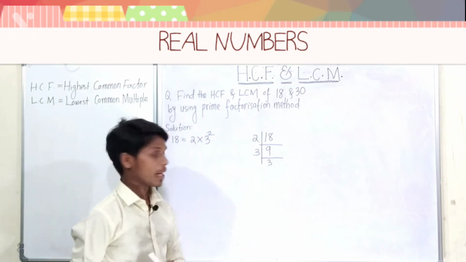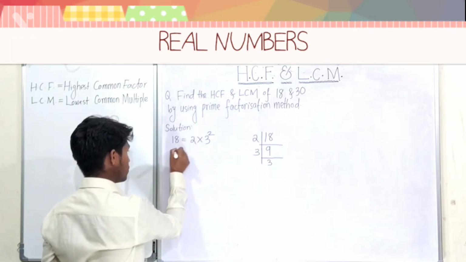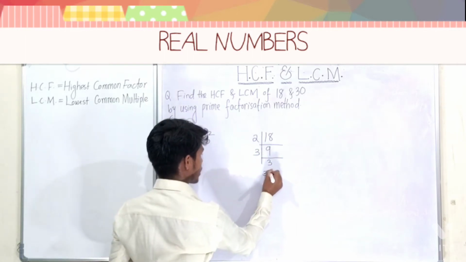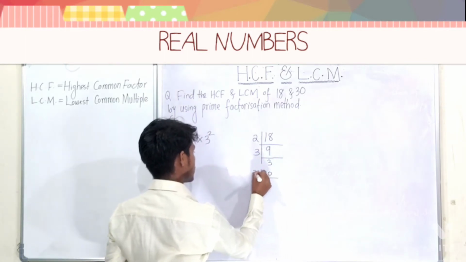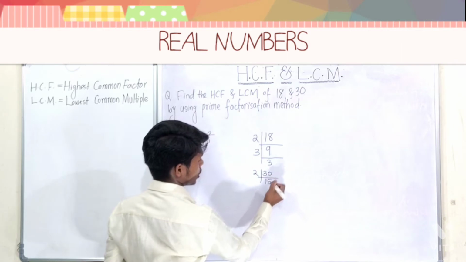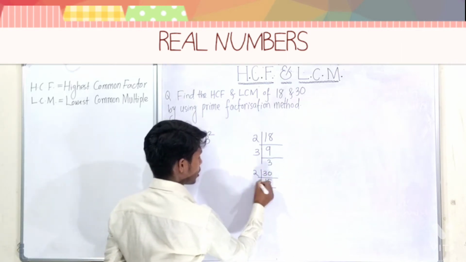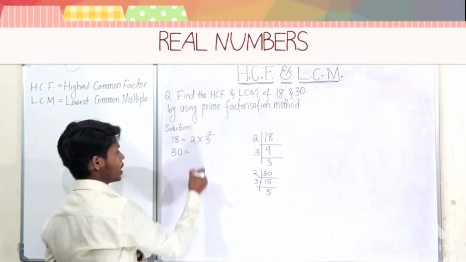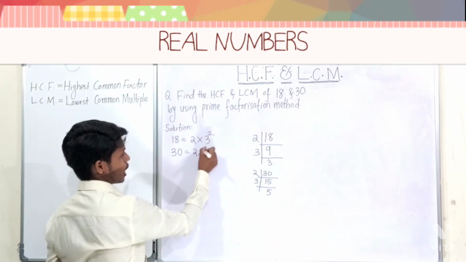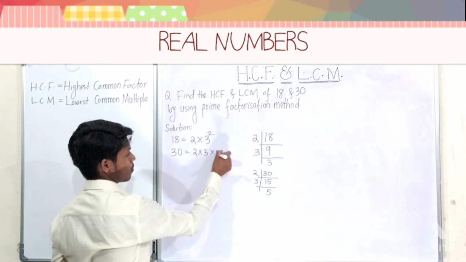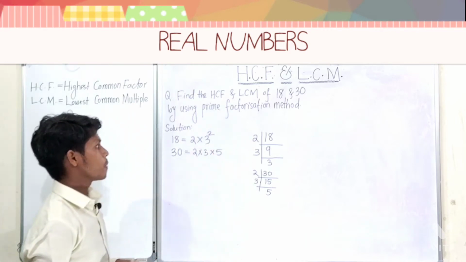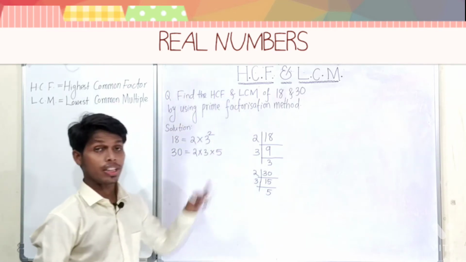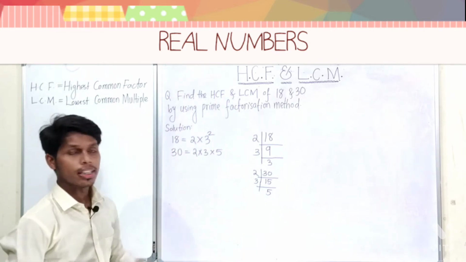Similarly, let's find the prime factorization of 30. So we need to factorize 30 here. It is divisible by 2, so 2 times 15, then 3 times 5 is 15. Now 5 is a prime number. So 30 can be written as 2 times 3 times 5. Okay, so the first step is complete. We have found the prime factorization of 18 and 30.